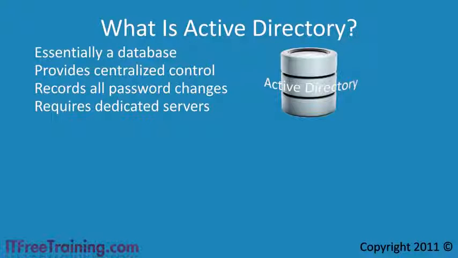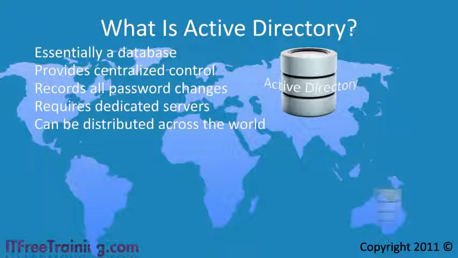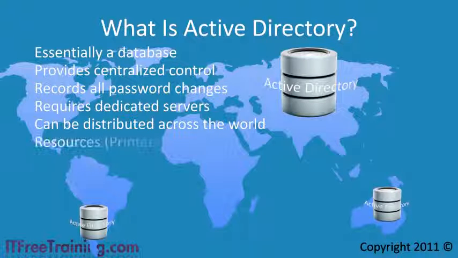So now that you understand why you would need a system like Active Directory, what exactly is Active Directory? Active Directory provides centralized control over your network, but is still flexible enough that it can be distributed across the world. We already know that it can be used to store usernames and passwords, but it can also be used to store resources. Things such as printer information and share information can be stored in Active Directory.